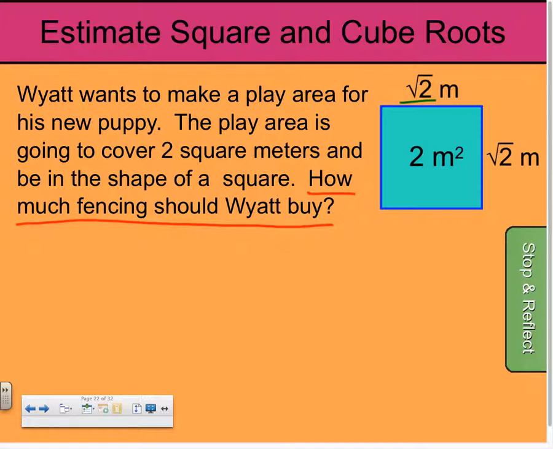Well, remember, we have a square here. So if I have a side and I square that side, I'm going to get the area, which in this case happens to be 2. So if I try to find out what the side is by taking the square root of both sides, I get that S equals the square root of 2.